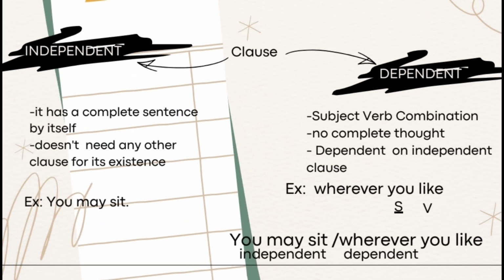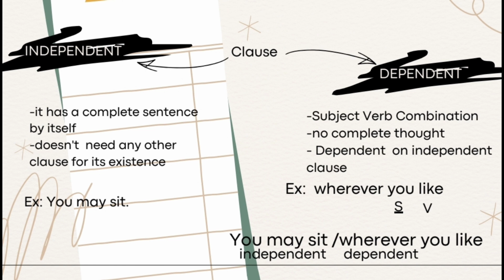Clauses are mainly divided into two parts based on their usage. It may be an independent clause or a dependent clause. An independent clause is actually a complete sentence by itself. It doesn't need any other clause for its existence. For example, you may sit here. You is the subject and sit is the verb, and the whole sentence gives a complete meaning by itself. So it's an independent clause.